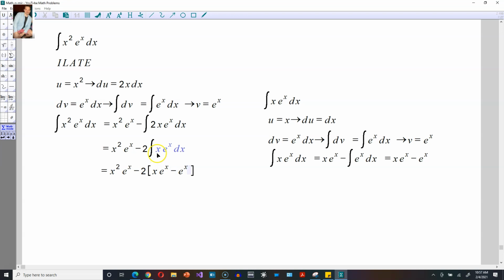Let me just emphasize this. This part right here, this red integral, this expression right here represents it. That's why right here is getting replaced. And then at the end you can attach a c, and then you can distribute the negative too. So it's x squared e to the x minus 2x e to the x, and then plus 2e raised to the x, and then plus c.